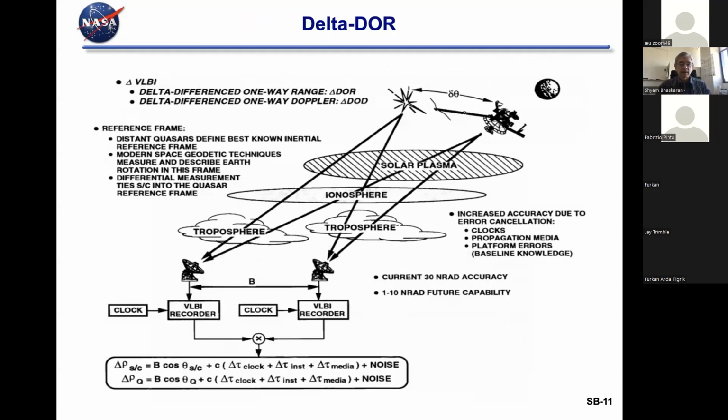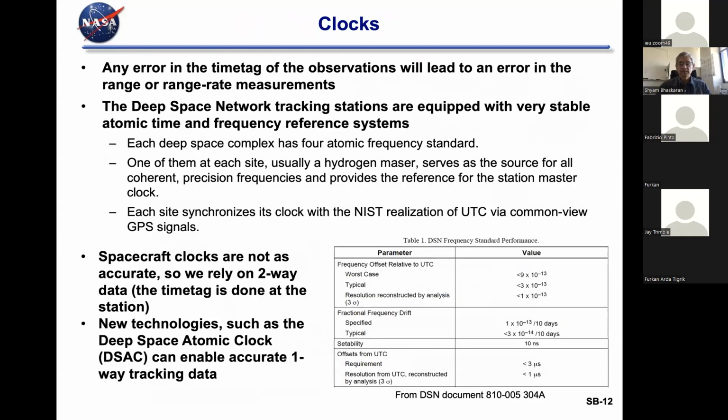This is an example of VLBI. It's a little more complicated. I think I'll skip this plot for right now. But basically, as I explained earlier, the spacecraft sends a signal down, and two tracking stations on the Earth receive the signal at two different times, and that tells you the angle of that spacecraft in the sky.